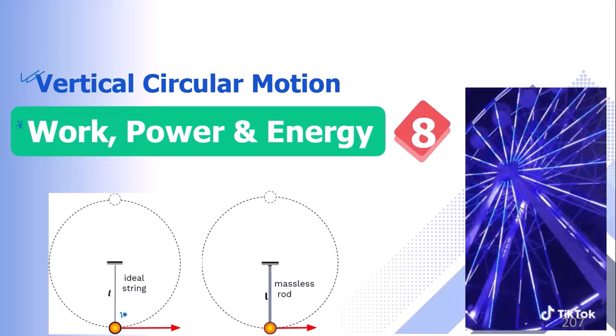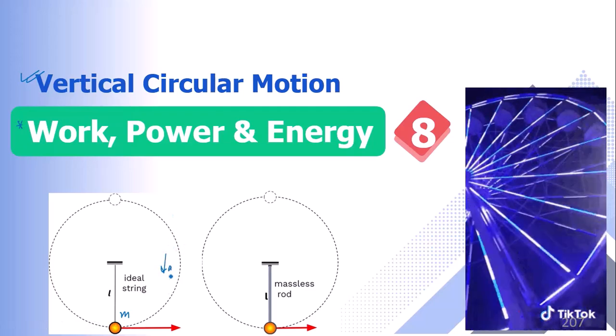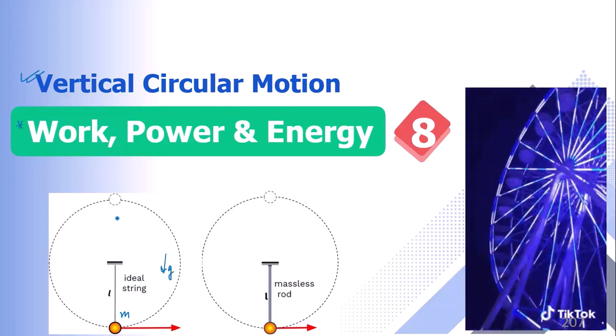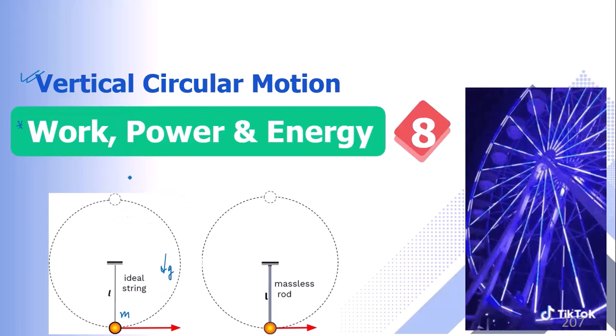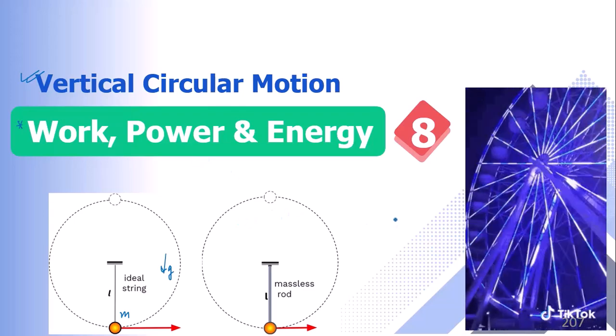Because in this vertical circular motion, the particle is moving against gravity. Let us say the mass m is there, so it is moving against gravity. Why? Because gravity is acting downward, so some amount of work is being done by gravity itself. That means I have to consider the work. That is not the case when the particle is moving in a horizontal circle.